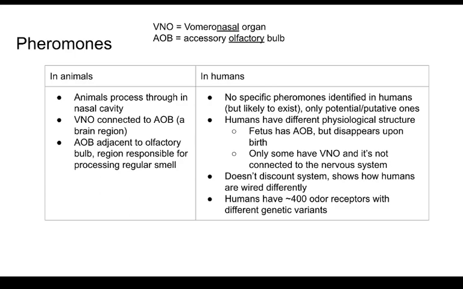Animals process pheromones through the vomeronasal organ in the nasal cavity. This organ, from the nose, is connected to the AOB, the accessory olfactory bulb. Basically, this is the name of a brain region, adjacent to the olfactory bulb, which is the region responsible for processing regular smell.